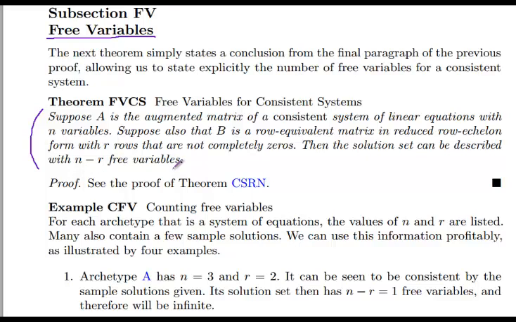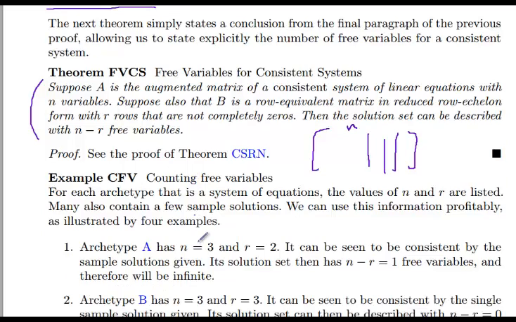That's what we saw just now: the number of free variables is based on the number of columns n, which does not include the last column in the augmented matrix. The ones that are not pivot columns will be free variable columns. So n minus R is the number of free variables.